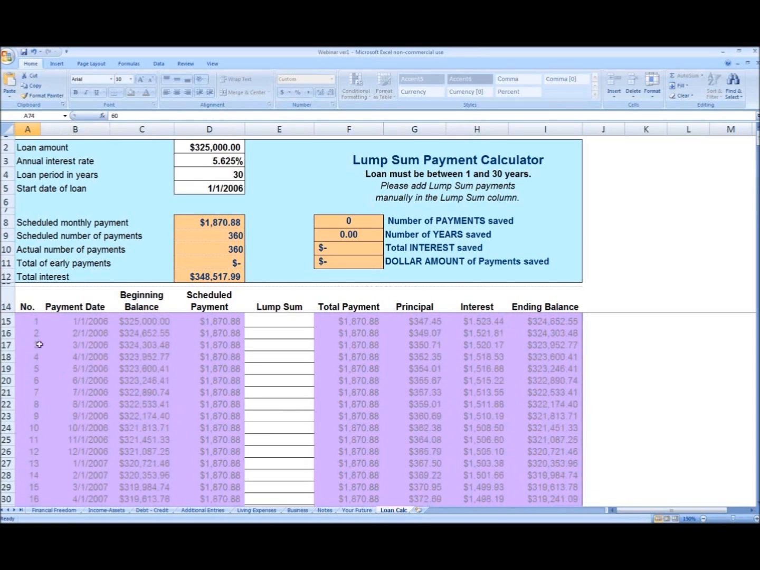Now notice down here, this purple area is actually the amortization of every single month, right? You have your first month, January 1st, 2006, beginning balance, your scheduled payment, right? Payment stays the same here. It's 30-year fixed. The amount of principal paid, $347.45, and interest. So you can see here that there's an awful lot of interest in this mortgage, and this is just like any other 30-year fixed mortgage.